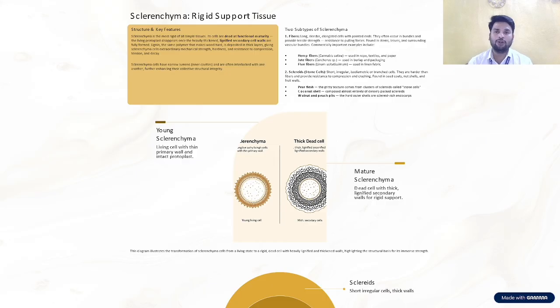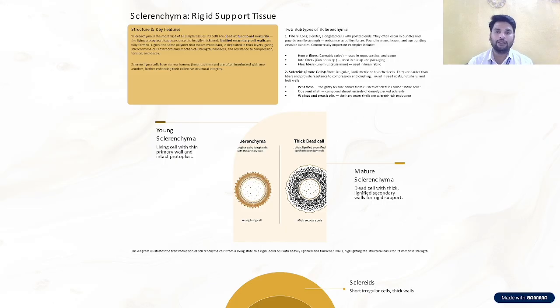Sclerenchyma is the most rigid of all the simple tissues. Its cells are dead at functional maturity. The living protoplast disappears once the walls heavily thicken and lignified secondary walls are fully formed. Lignin is the same polymer that makes wood hard.